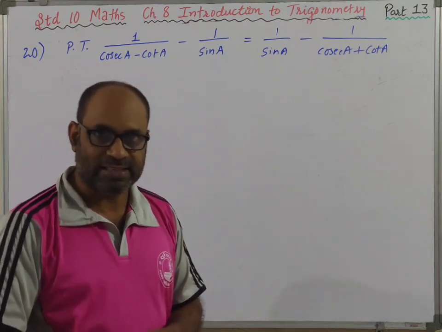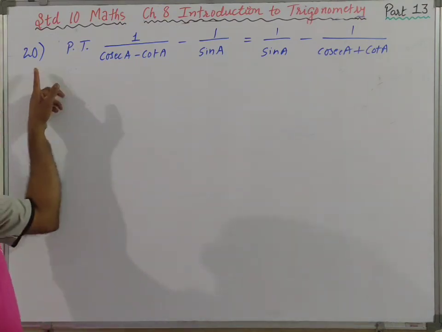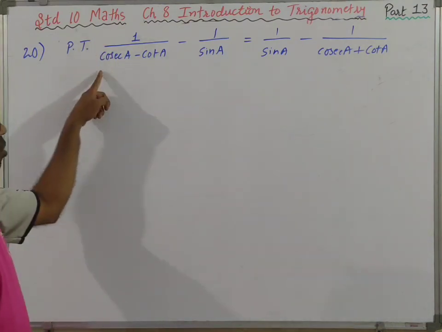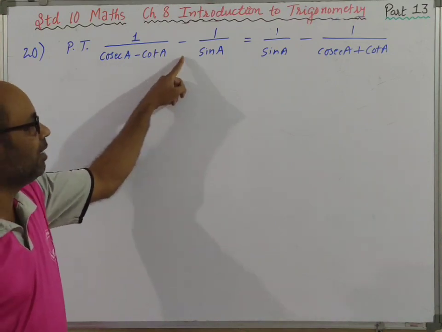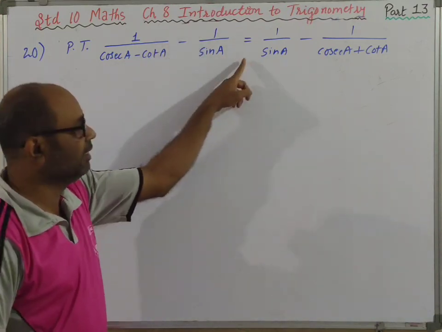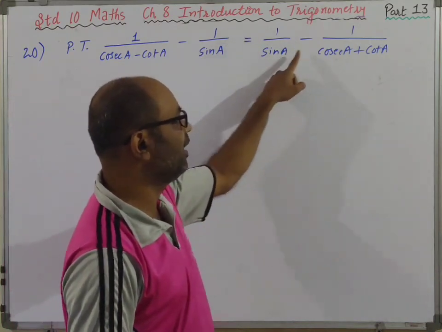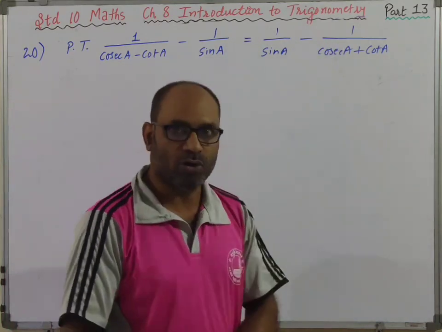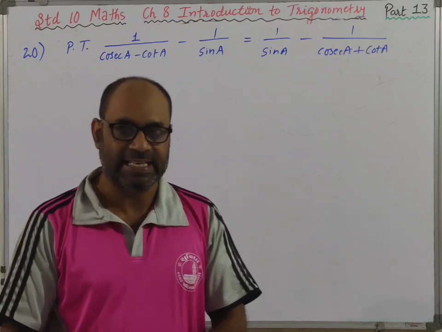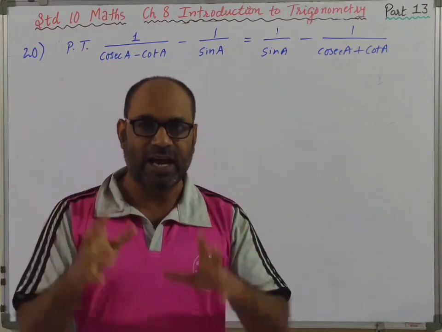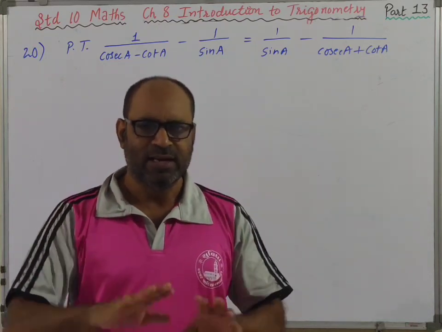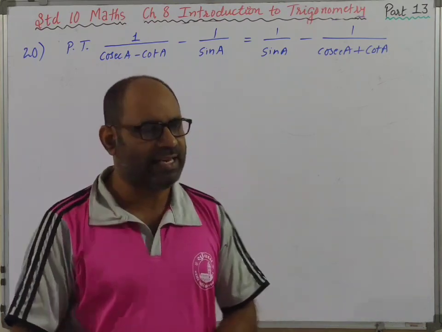So moving on to the next sum, it is number 20. Prove that 1 upon cosec minus cot minus 1 upon sine is equal to 1 upon sine minus 1 upon cosec plus cot. Yes, the first thing that comes to our mind is transforming everything into sine and cos.